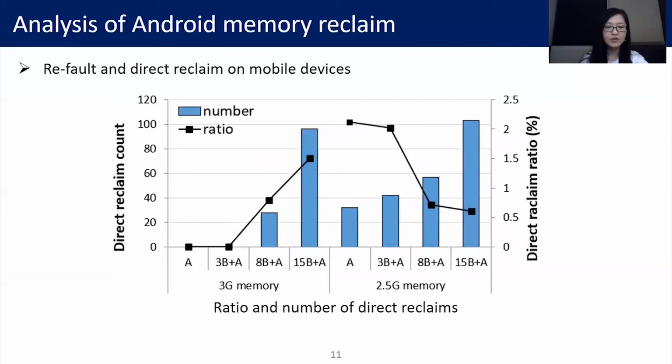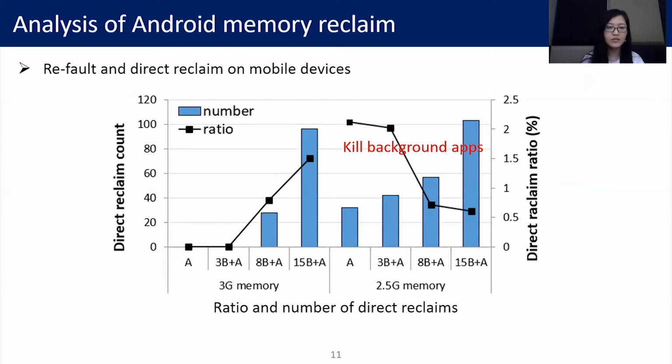Now, let's see the results of direct reclaim. The blue histogram is the number of direct reclaims. The line is the direct reclaim ratio. The ratio is the percentage of direct reclaims in the total reclaims. The higher is worse. The results show that both background applications and memory pressure increase the number of direct reclaims. You can see the ratio is getting lower when the memory is really scarce.